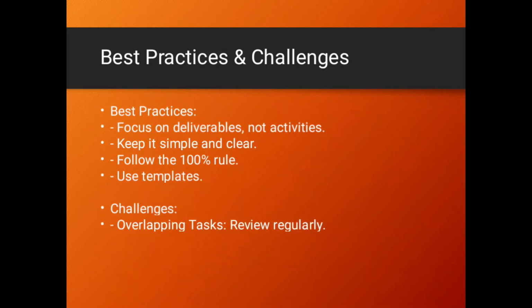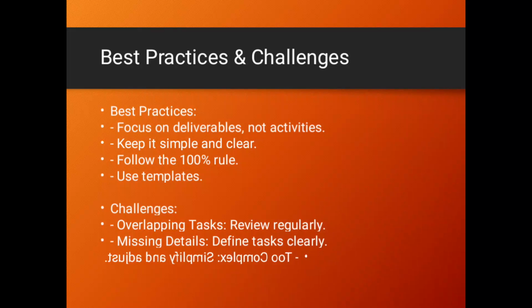Let's talk about challenges when creating a WBS. You can have overlapping of tasks. That can be solved by regularly reviewing your work breakdown structure. From there, you can have missing details. To avoid those missing details, you need to define tasks clearly. From there, you can have a problem where the work breakdown structure is too complex. On this one, you should try your best to simplify your work breakdown structure.